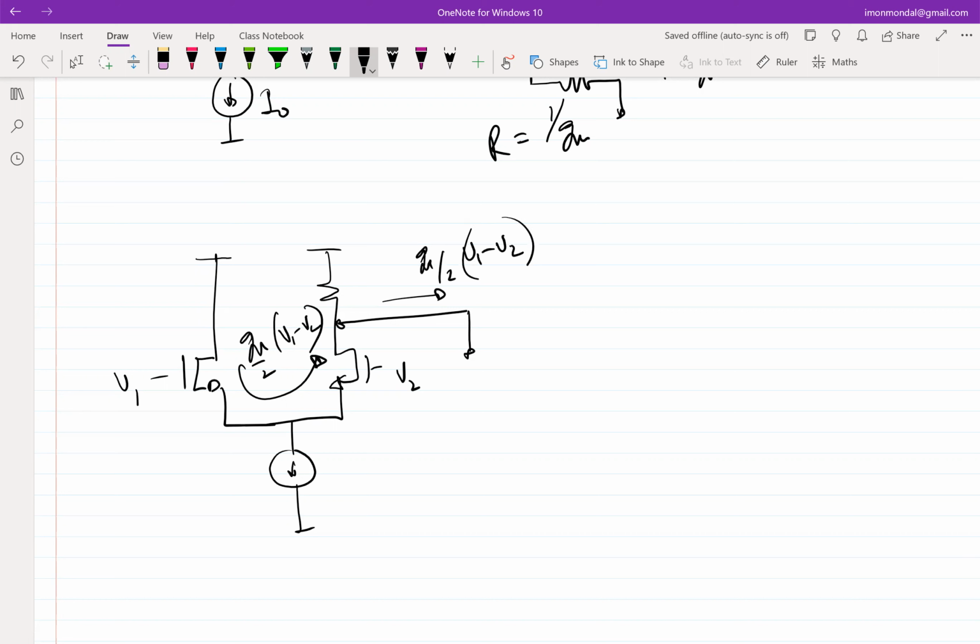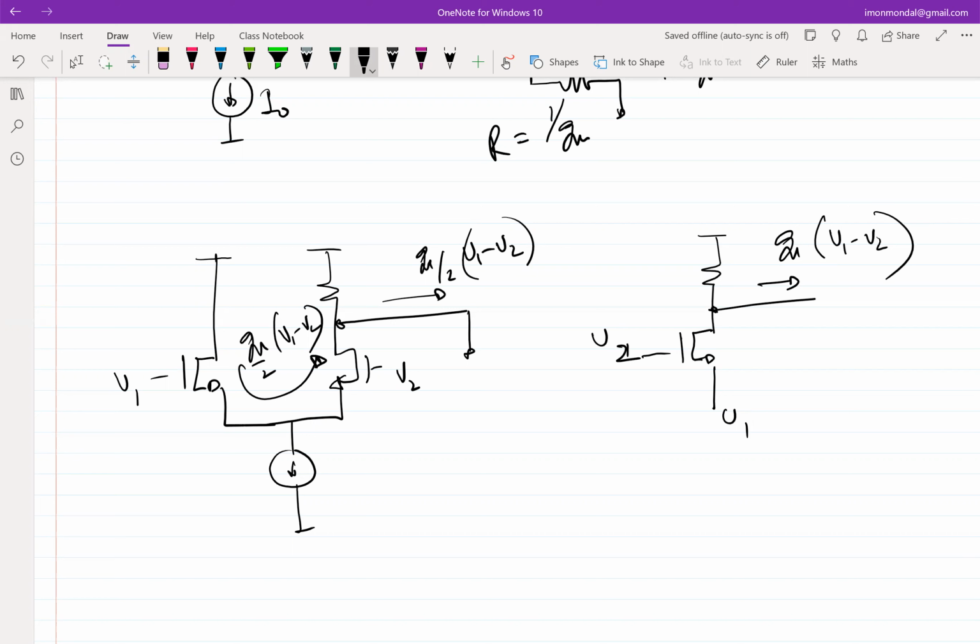In case of a common source amplifier, if I could have had access to these two terminals, what would the short circuit current have been in the opposite direction, obviously? Let me apply V2 here and V1 here, just to ensure the directions are the same. This current would have been gm times (V1 minus V2).